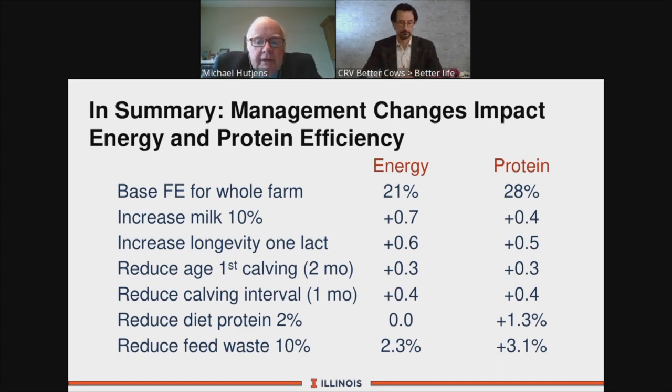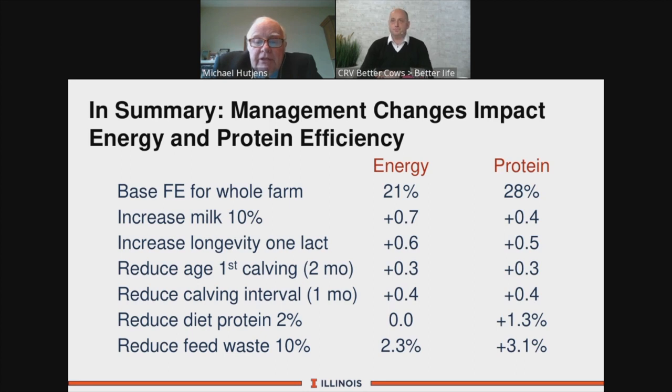Here's another one to think about. If I can keep these cows in the herd one lactation longer, and I think our next speaker will address that as well, you'll see that I do get a nice increase in efficiency because now I'm milking more mature cows. If I can reduce the age of first calving, in other words, getting them in the herd quicker, look at the nice efficiency gain I can see there as well. Reducing calving interval, we already talked about that, a nice improvement in both factors there.